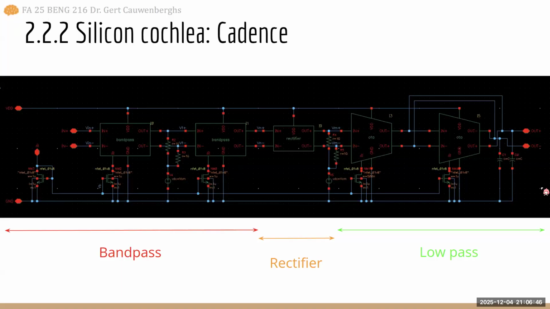Here is our Cadence diagram of the silicon cochlea. This is the interior of the symbol. We have our two bandpass filters in sequence, then the rectifier, and then a low pass filter at the other end. Since the input impedance to our bandpass filters is infinite, because it just goes to the gate of a transistor, we had to add some sections to allow the current to pass back and forth, so we wouldn't have floating voltage issues.